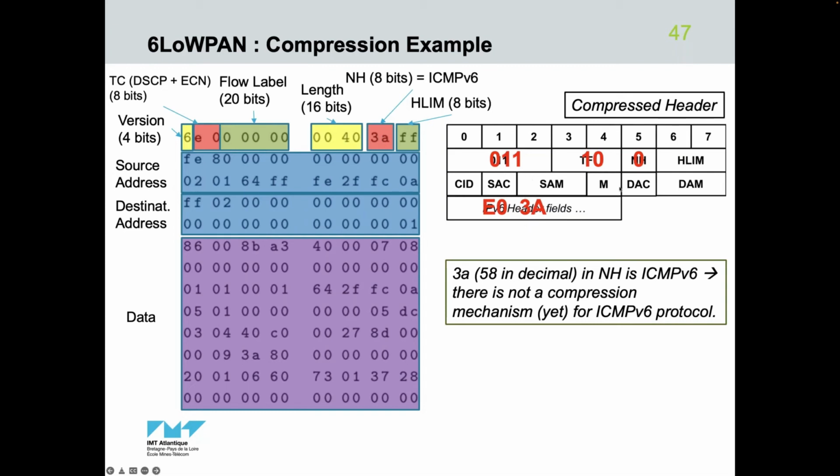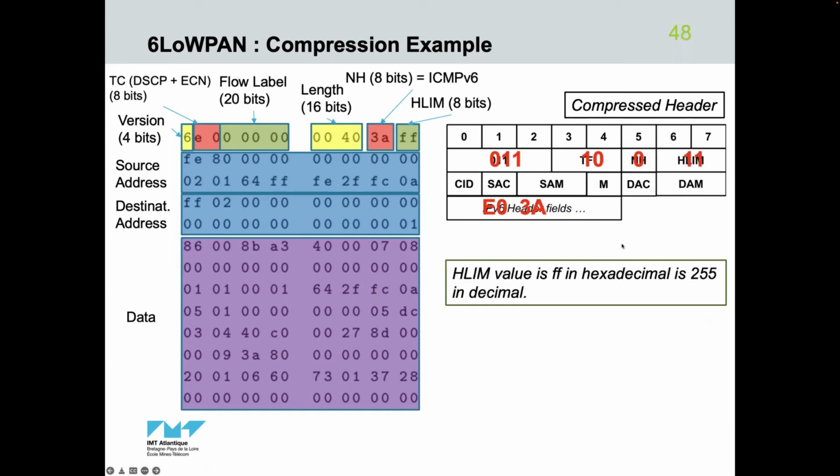Right after the compressed header, we do have the IPv6 header fields that are carried in line. So the next field is the hop limit, this value here. We have FF. If we go to a converter and have a look, we will realize that FF in hexadecimal is 255 in decimal, which is good news for us. Therefore, this field can be compressed, and to compress 255, we have the 2 bits 1 and 1.